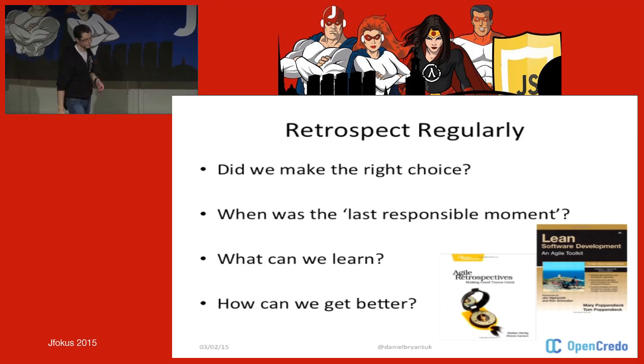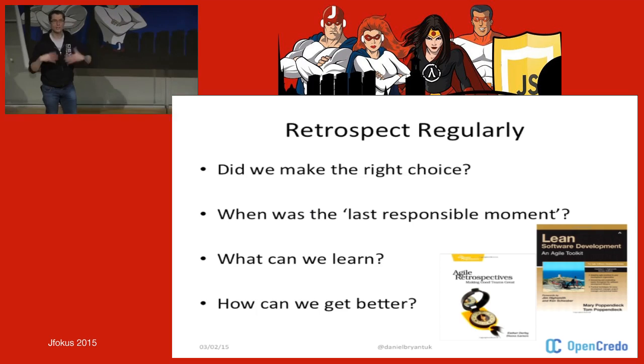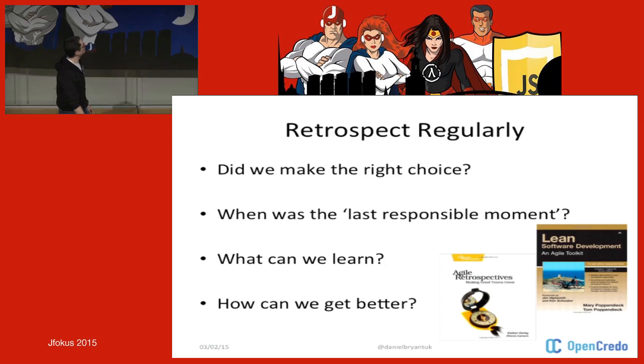What can we learn? Again, this book, the Agile Retrospective, is really good in terms of learning what we've done bad, what we've done good, this kind of thing. Really, some really good techniques and games you can play. And how can we get better? Again, lots of great techniques.